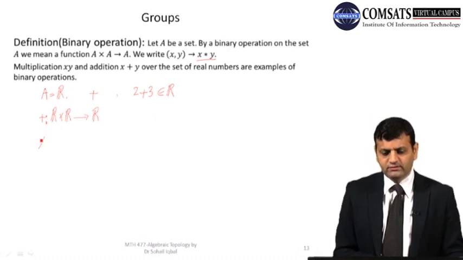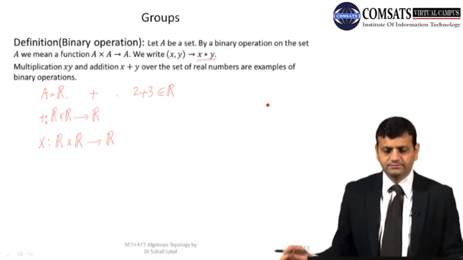Similarly, multiplication on the set of real numbers is also a binary operation. If I multiply any two real numbers, then I will always get a real number. So we can also say that multiplication is closed in the set of real numbers, or addition is closed in the set of real numbers.